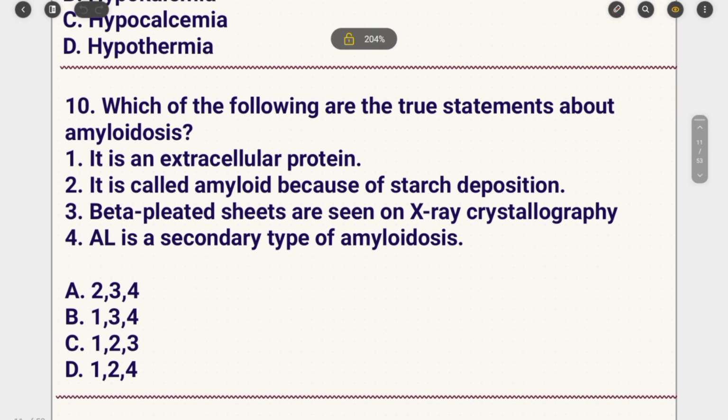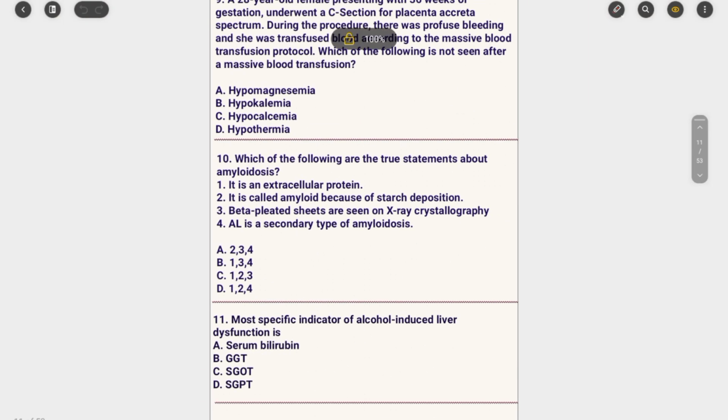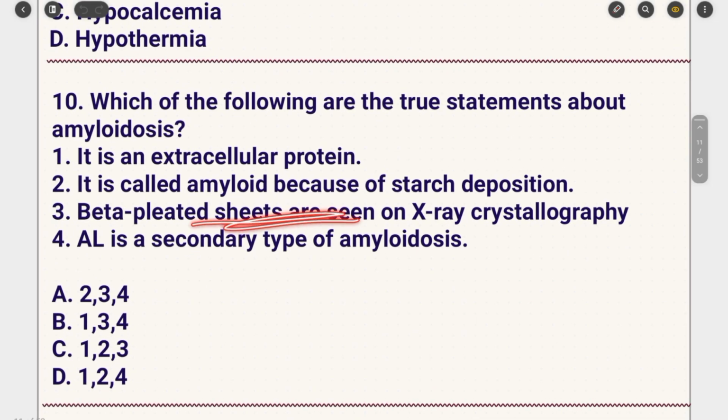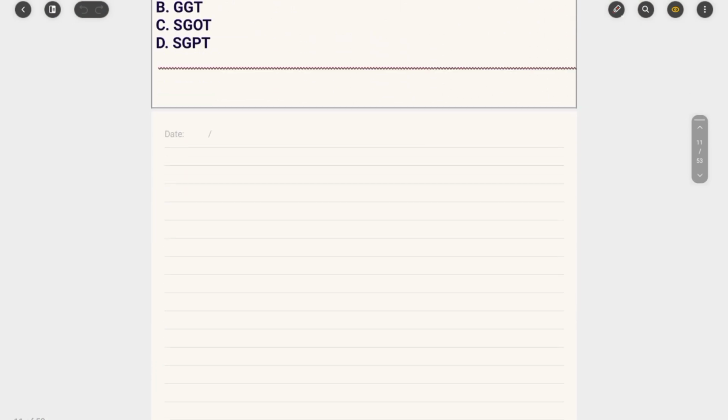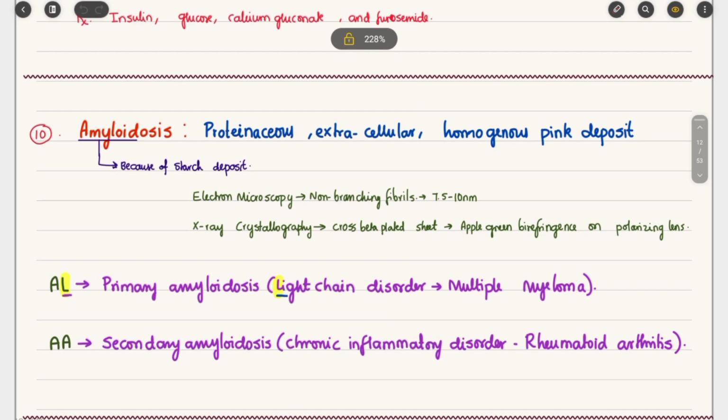So I know the fourth one is obviously wrong, which is light chain, seen in multiple myeloma. Do you remember? Yes. So the fourth one is obviously wrong. So which is the answer? C, isn't it? Yes. Even if you have not known the third one, it was not an issue because we know the fourth one is wrong, isn't it? This is the art of solving MCQs. Yes. See, AL light chain, multiple myeloma.